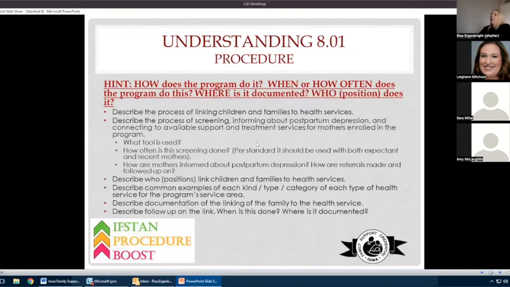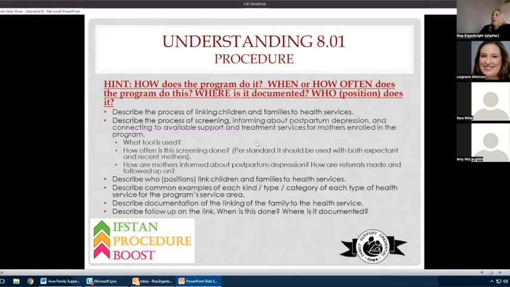So then 8.01 procedure. Like I said, we're going to break them down and describe what is considered policy and what is considered procedure. For your purposes, what you have on paper, you don't have to describe them that way. Programs don't have to say, this is policy and this is procedure. That's just how my brain thinks about things, and I think it's helpful to talk about both separately.